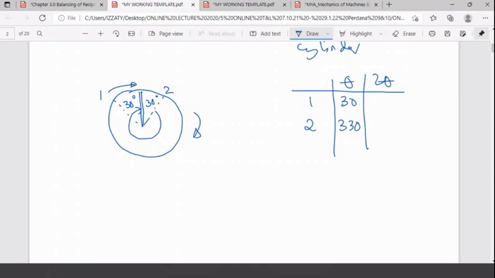Okay, this one for primary, this one for secondary. So how do you balance? You just push this one to number 1, and push this one to number 2, so it's not balanced. What will be the equation?